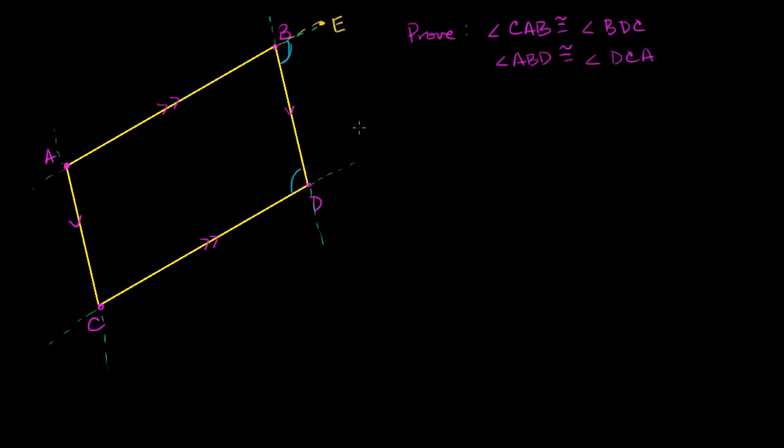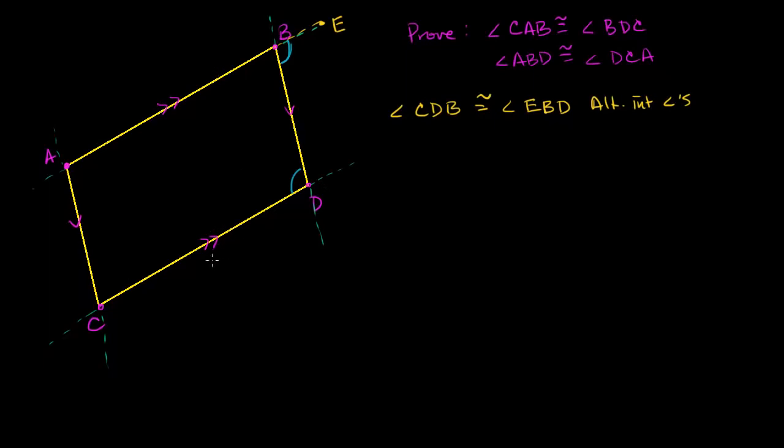So I could say angle CDB is congruent to angle EBD by alternate interior angles. This is a transversal. These two lines are parallel. AB or AE is parallel to CD.